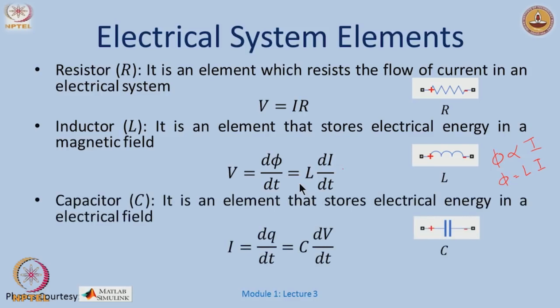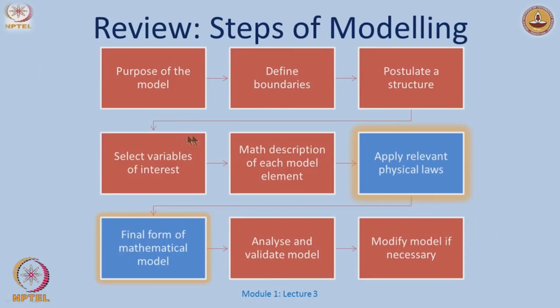Similarly, for the capacitance, we know that the charge is proportional to the amount of voltage, and in case of linear elements, Q would be C times V, and I have a relation that the current, which is nothing but the rate of change of charge, is simply C dV by dt. Okay. So, what we will concentrate on now are these two things highlighted in blue. How do we apply relevant physical laws and get some final form of the mathematical model?